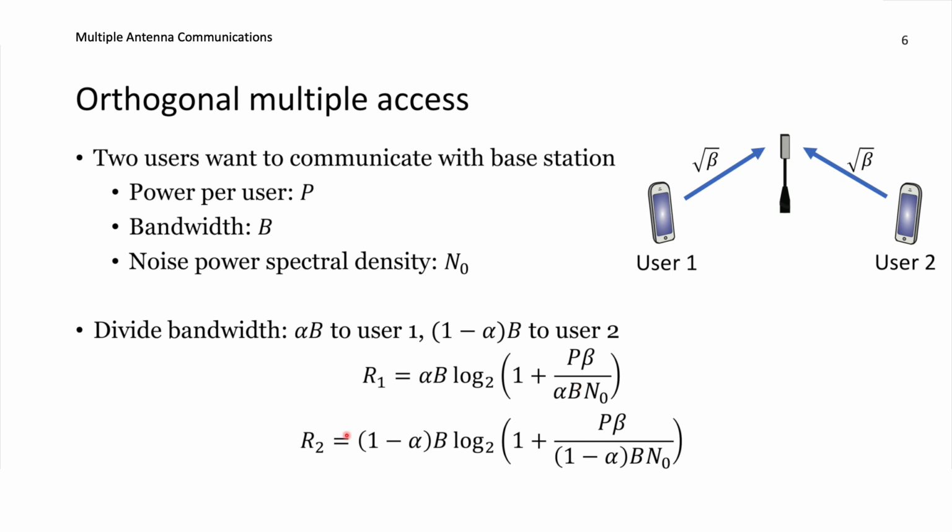For user 2, we instead have another bandwidth, 1 minus alpha times B. We have log 2 of 1 plus the same power, the same channel gain, the same noise power spectral density, but a different bandwidth. And now, for a given value of alpha, we can achieve a certain pair of rates, R1 and R2. And we can also vary alpha to achieve different pairs.